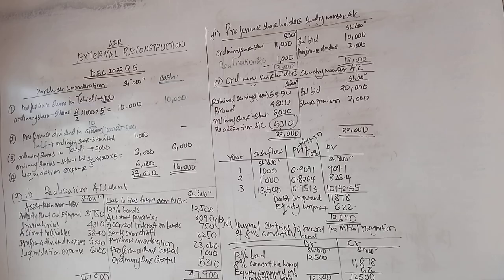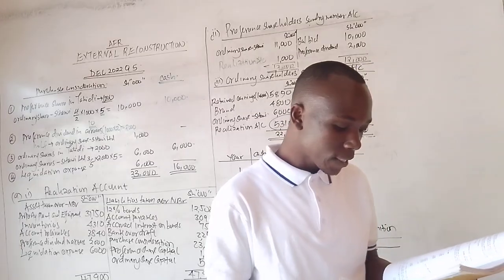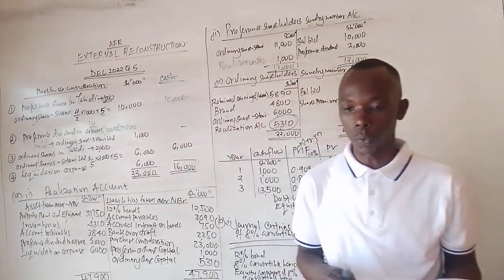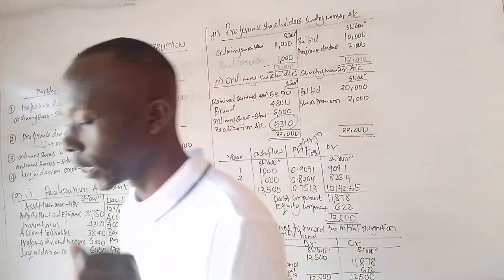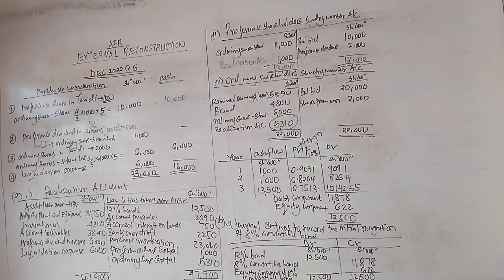So let us do part B, Roman 2. This is what we are told. The rights issue on 1st August 2022. They need us to compute for the rights issue.